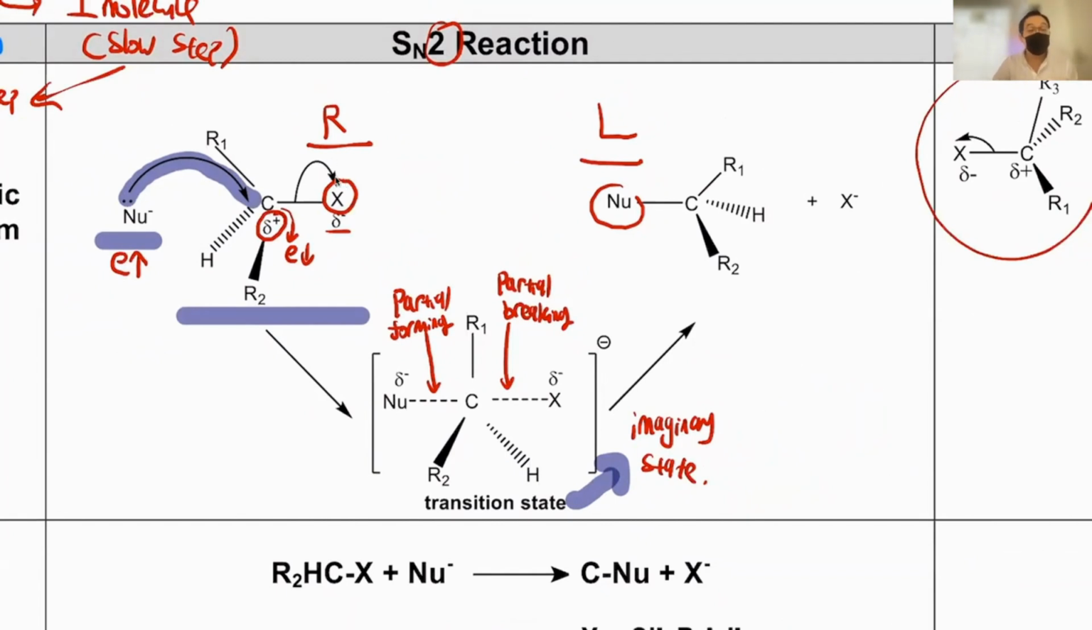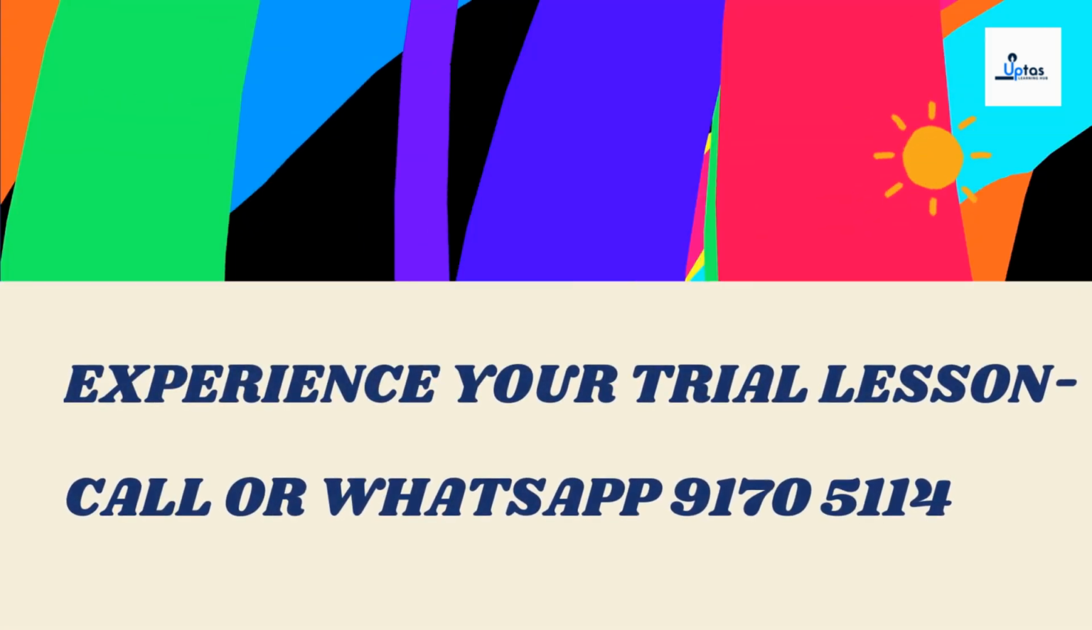This is exactly what is happening in the SN2 reaction. And this process is what we call inversion of stereochemistry. That means you change the position from the right to the left directly.